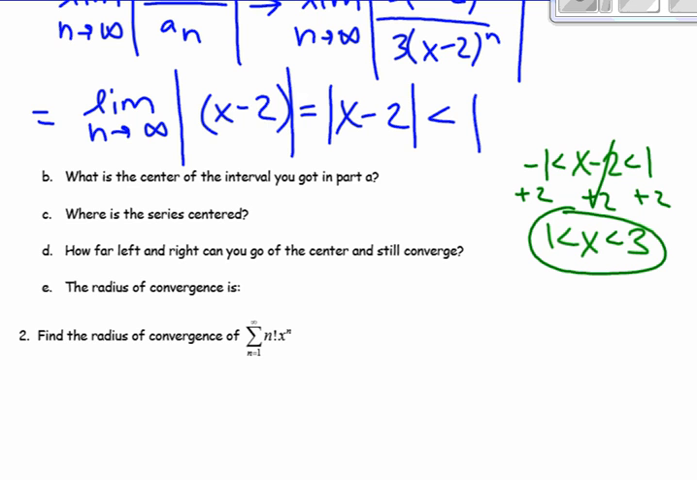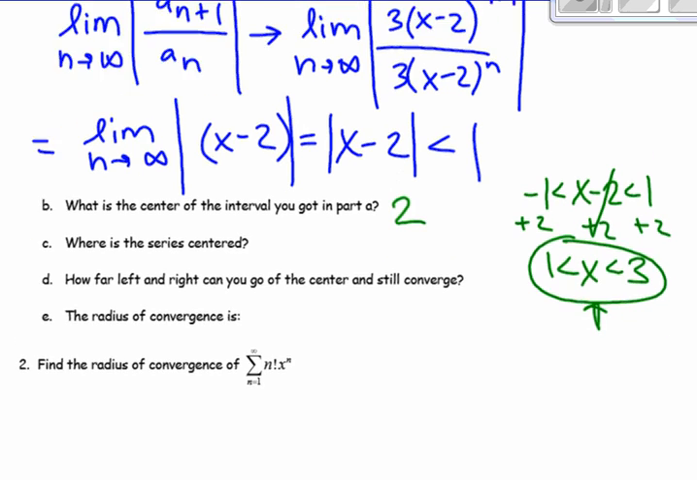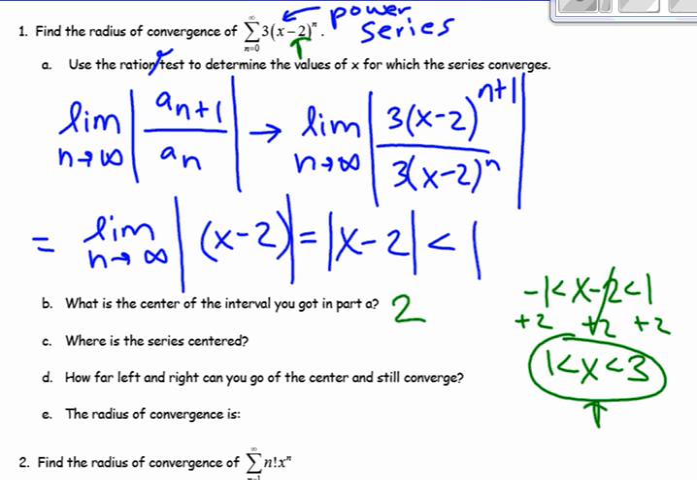If you look at the center of the interval we got in part A, so the center of 1 and 3, that's 2. And then if you look at where the series is centered, so back up here at the beginning, x minus 2, that's also centered at 2. That's how it should work out.